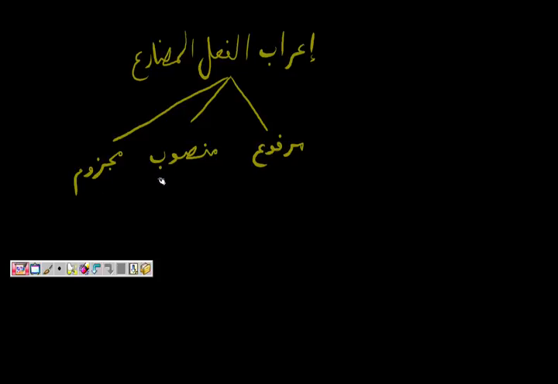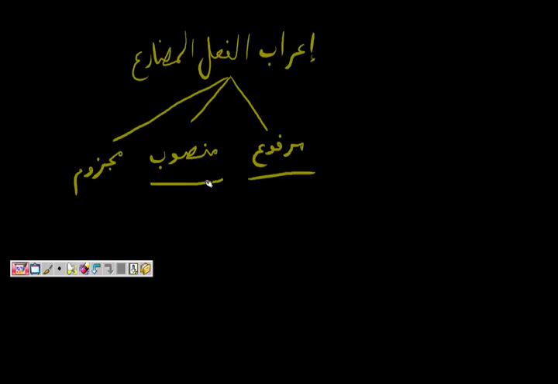Now, the default for a verb is marfu'. So if you don't have any reason to consider it mansoob or majzoom, it's marfu'. It's just a normal indicative verb, right? A verb that conveys its meaning. Yaf'alu, he does. The mansoob is used if the meaning is slightly different. One example is if I change yaf'alu, he does, to for him to do, or that he may do.